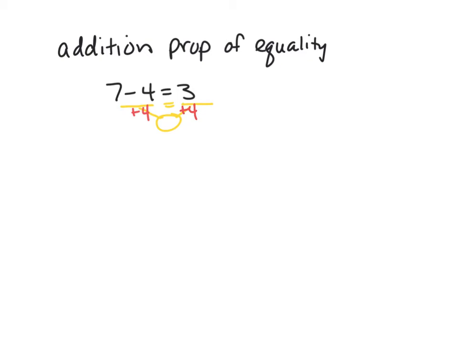Well, a minus 4 and a plus 4 cancel each other out to give me 0. So I would have 7 plus 0, which of course is 7. And 3 plus 4 on this side is 7. And so yes, there's the proof that that works. So let's see an example of that happening.